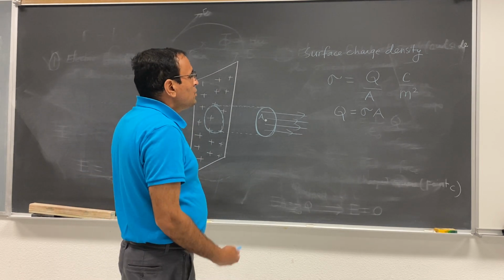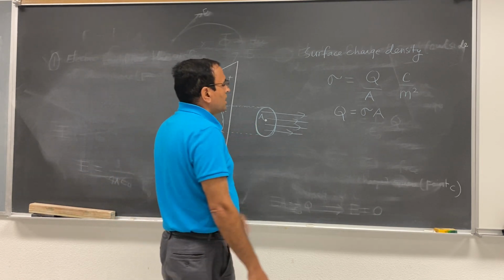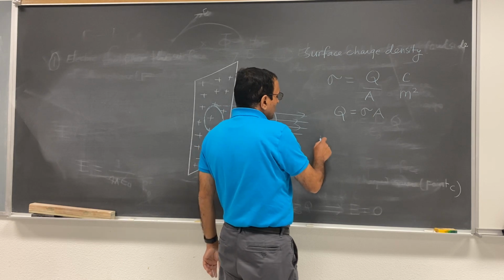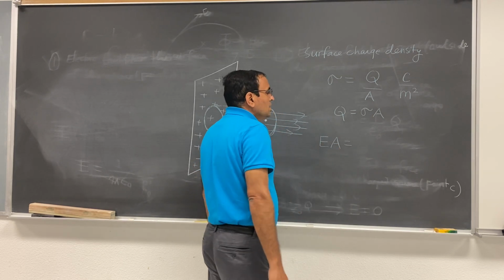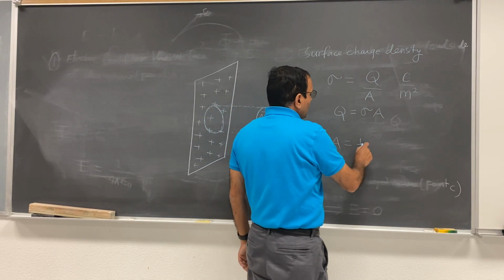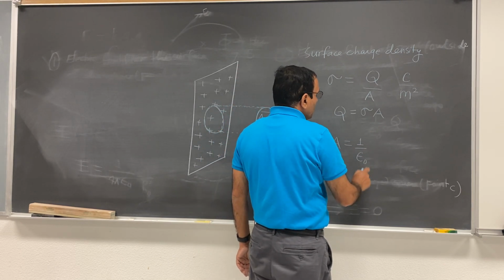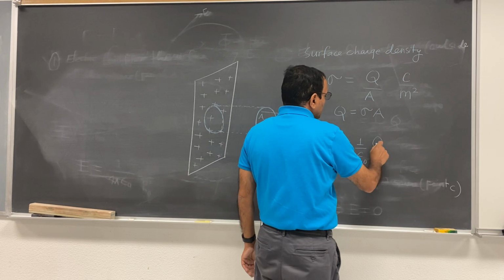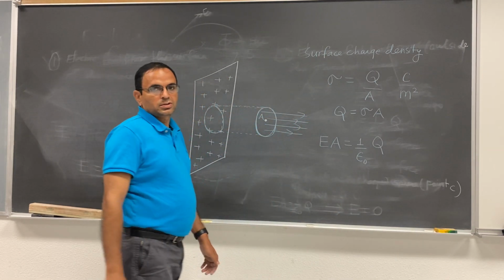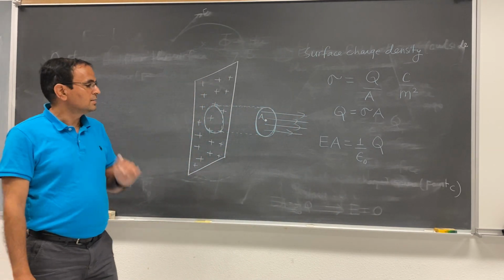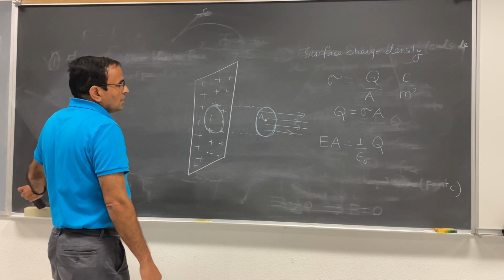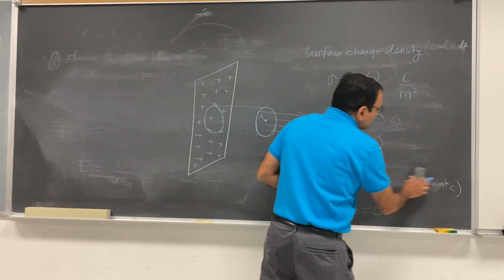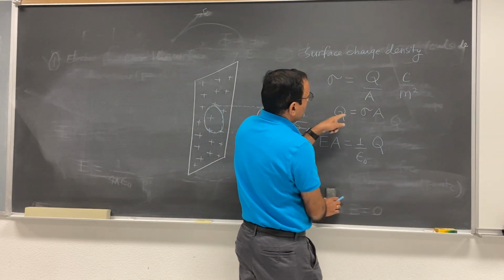And what is our Gauss law then? We want to calculate the electric field right here. So the electric field E times A is equal to 1 over epsilon 0 times the charge enclosed. Q is the charge enclosed. So you can write down what Q is. Q is sigma times A.